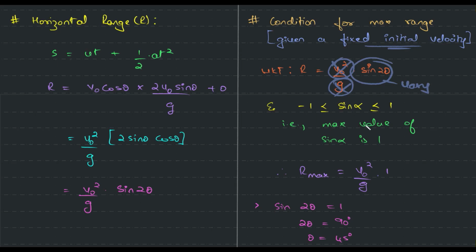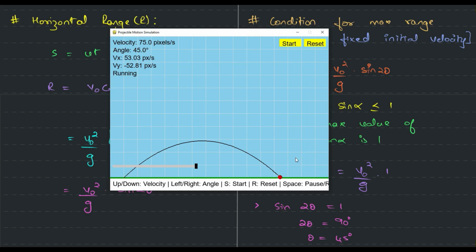So sine 2 theta has a maximum value of 1. When does that happen? When it is 90 degrees. Okay, so when we simplify this, this is equal to 45 degrees. Do you guys agree? So at 45 degrees, the object travels the farthest. That we have seen for different cases, right? We got to see that.